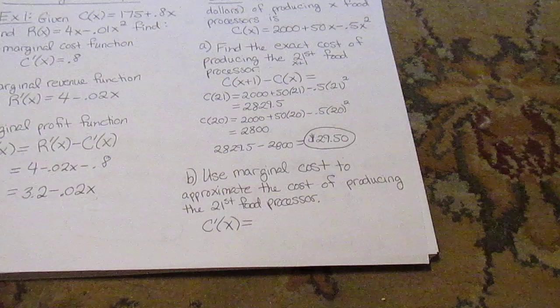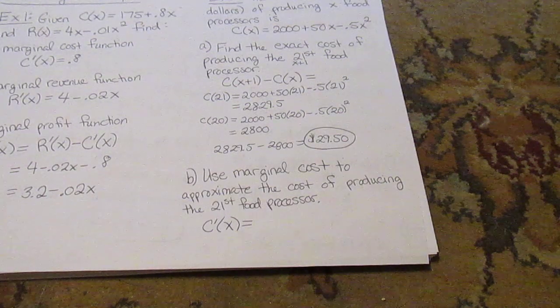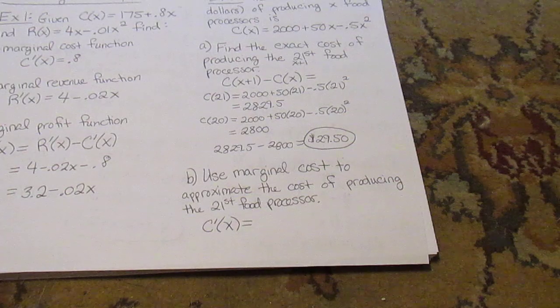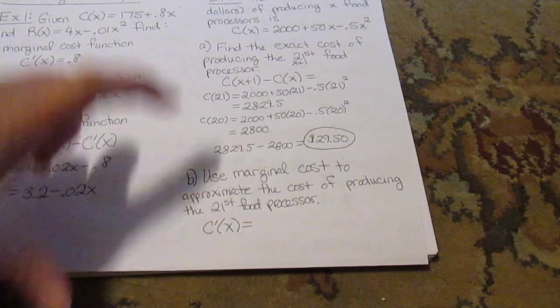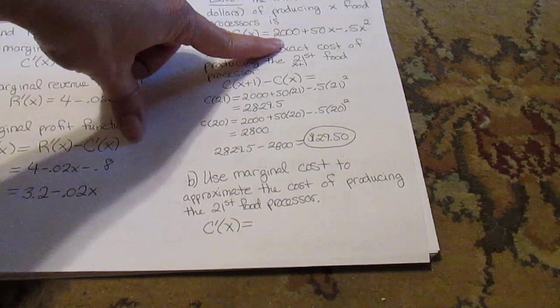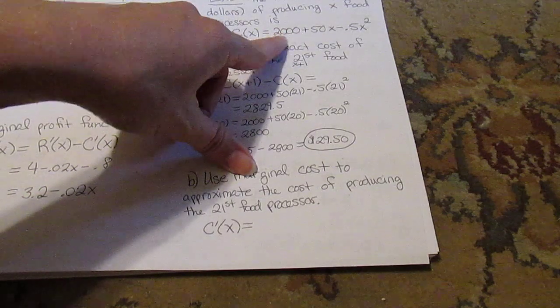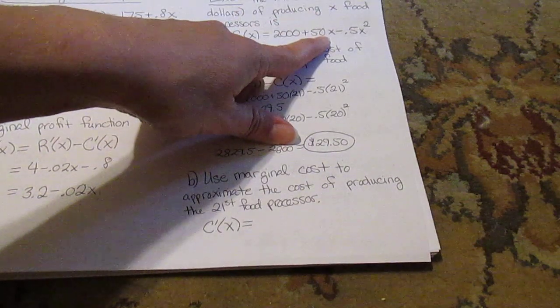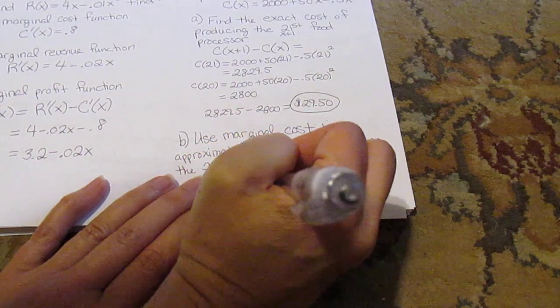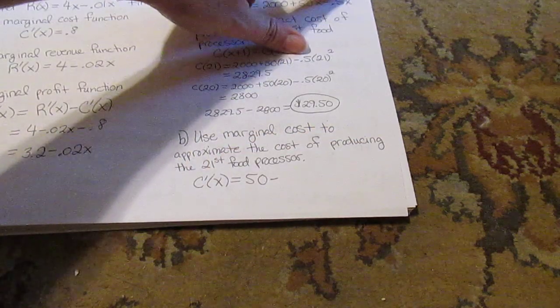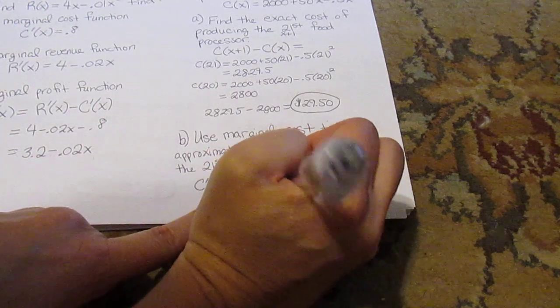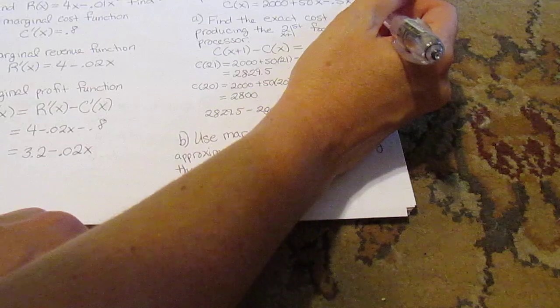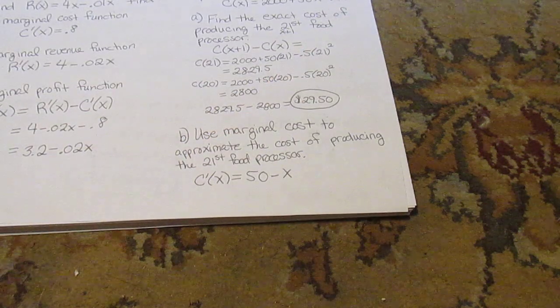Okay, part B. Use marginal cost to approximate the cost of producing the 21st food processor. Well, marginal cost, we want to take C prime of x. So we'll look up at our C of x and take the derivative. So the derivative of a constant is 0. The derivative of 50x is 50. And then we've got 2 times 0.5, which is just 1. And then x to the 2 minus 1, which is just 1. So we don't need to write anything.